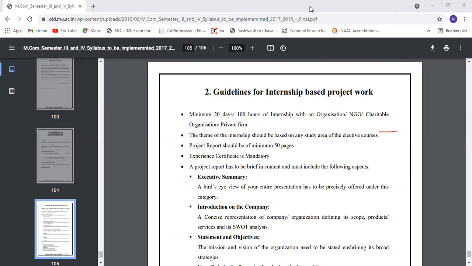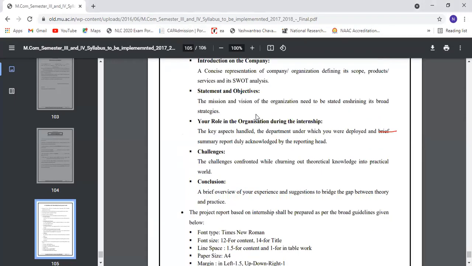Okay, that will come in the research project. If you are doing an internship in a library, a company, or an NGO, then first our letter will be attached, students. So that letter should also be added to your project report. Okay. The project report has a brief in the content and must include the following aspects, because this internship project report has a separate format, students.